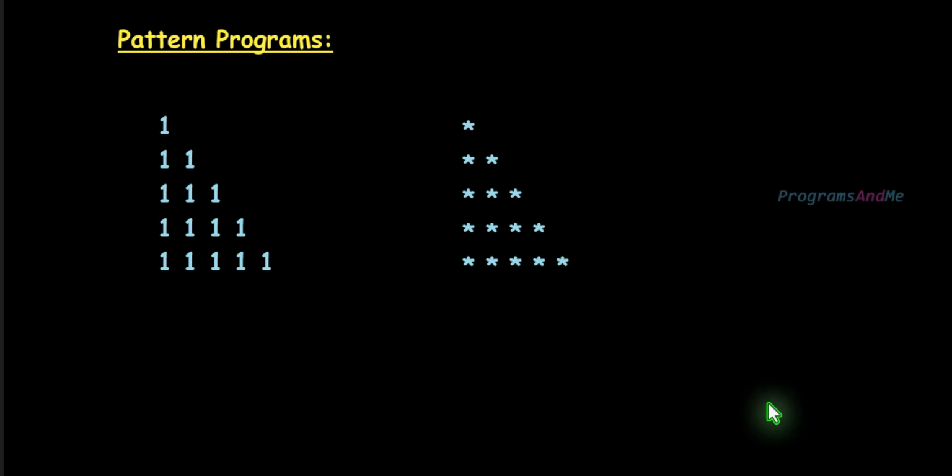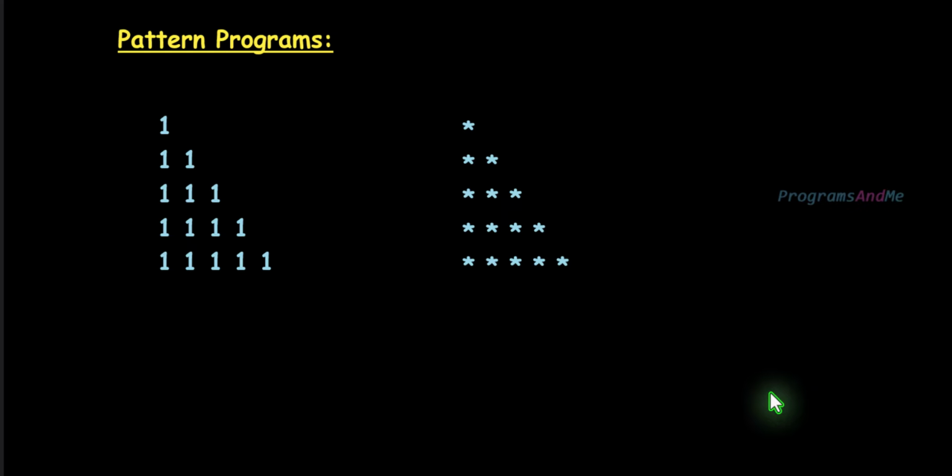Whenever you want to print numbers or stars in the right triangle shape, we'll ask the user to enter the number of rows. To print any patterns, we need the number of rows and the number of columns. Usually in pattern programs, we'll ask the user to enter the number of rows. When you want to print numbers or stars in the right triangle shape, we already know how many rows you want in the output. But for the number of columns, we need to use a formula.